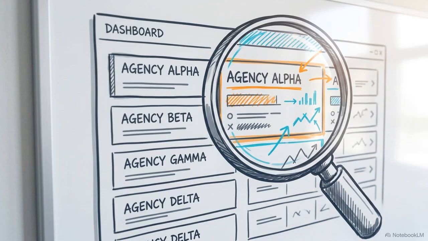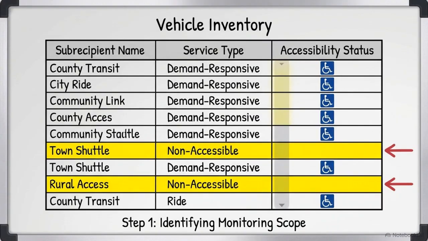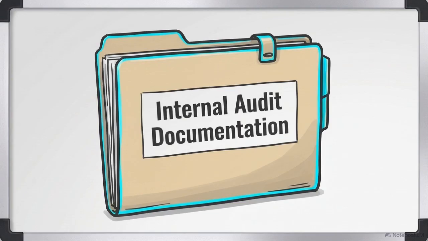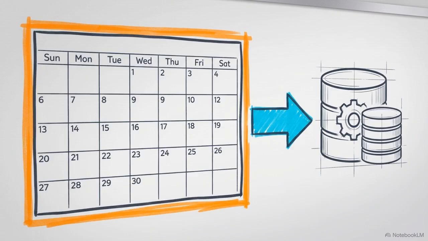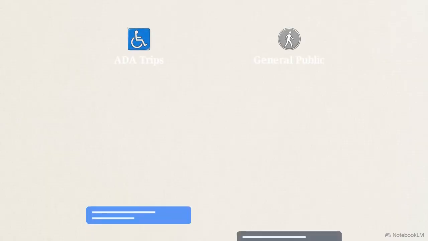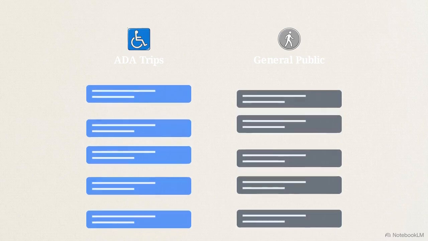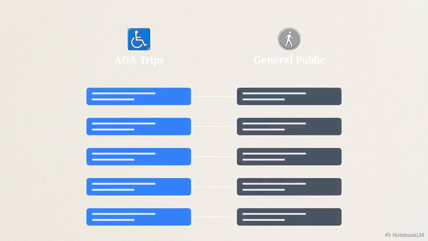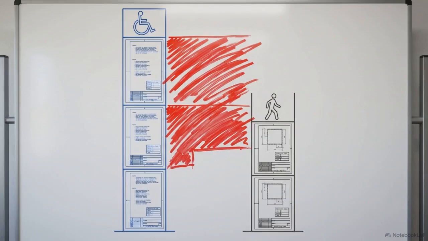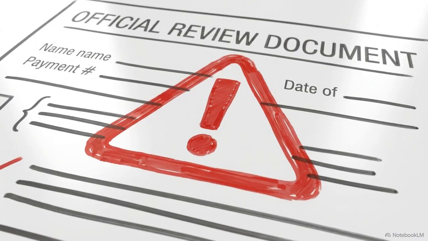Step 1 is identifying exactly who needs to be monitored. Cross-reference your vehicle inventory to flag any subrecipient that operates non-accessible vehicles in a demand-responsive setting. Once you have your targets, Step 2 is conducting an annual desktop review. To do this, you pull at least 1 month of representative sample data from their scheduling software. You take that sample data and run a side-by-side comparison of the trips provided to ADA riders against the trips provided to the general public. Most agencies skip this structured data comparison completely. That exact missing step is what triggers the compliance finding.